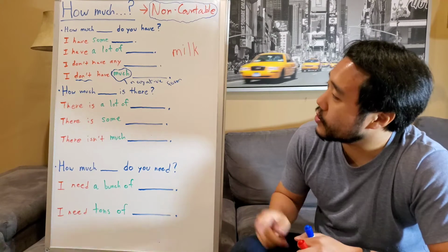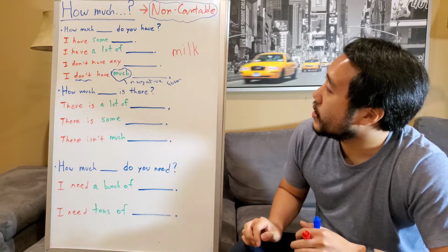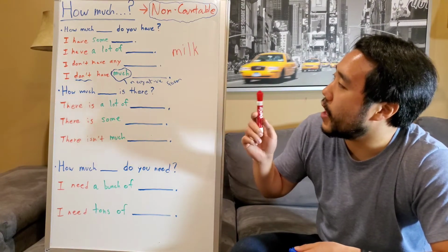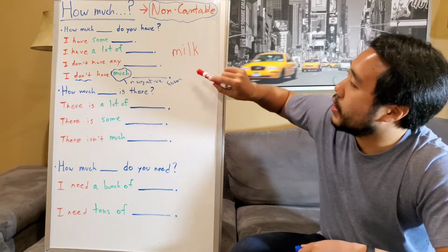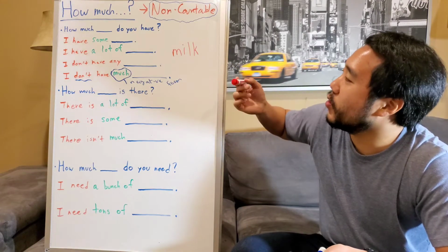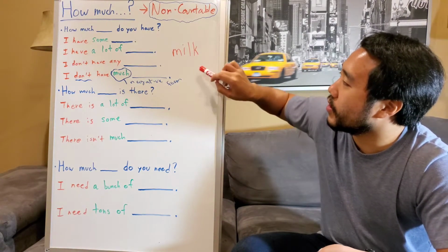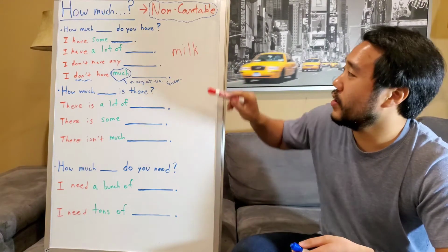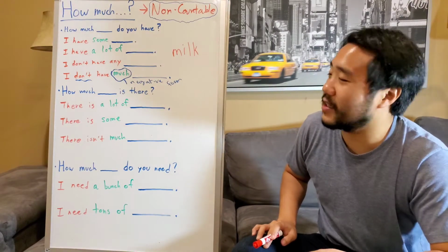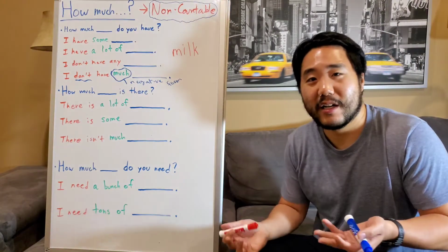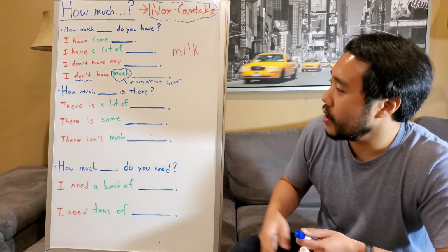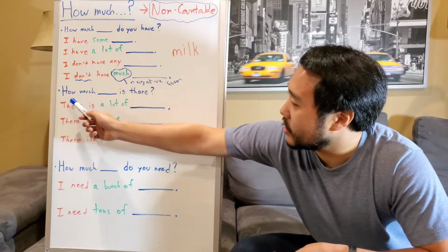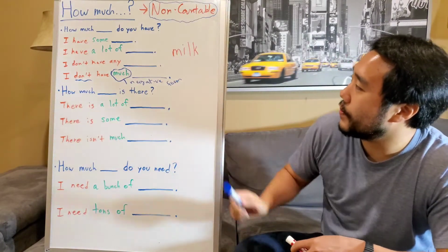So one more time. It is also important to notice that here, unlike how many for the countable, there is no plural form of the non-countable noun. So we don't have to add any other letter. Milk is just milk. So how much milk? It's not going to be milks, right? Because it's not countable.